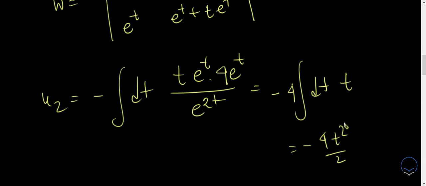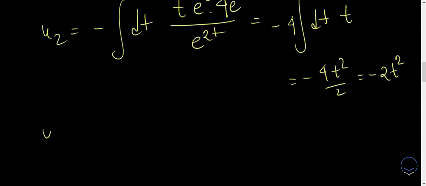Those constants will get soaked up in the particular solution, and all the constants that you see are determined from the boundary value problems. Since we are not considering a boundary value problem, we can just ignore it for this part. So this is minus 4 t squared by 2, and if you simplify it, this will only be minus 2t squared.